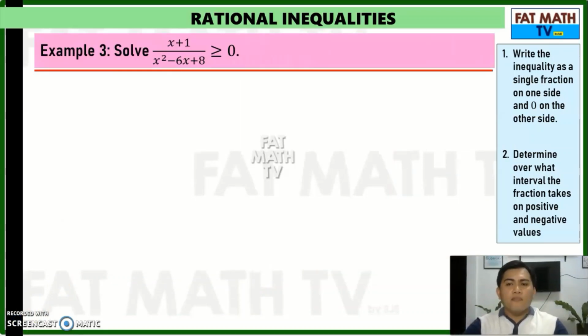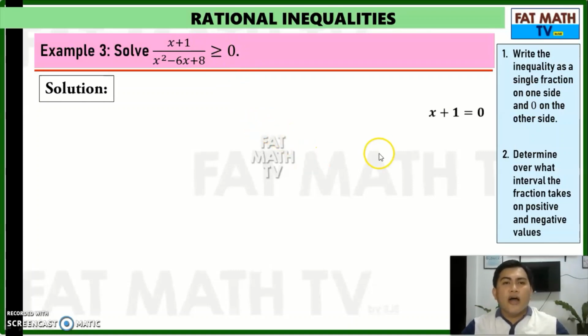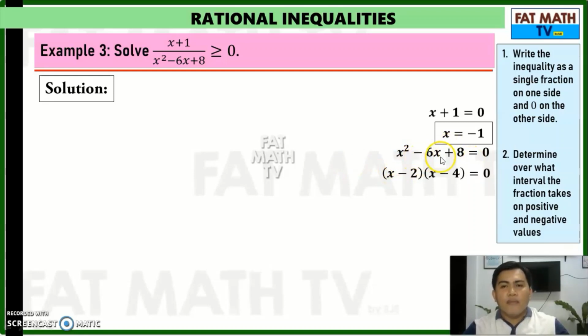Let us have example number 3. Solve x plus 1 over x squared minus 6x plus 8 is greater than or equal to 0. So let's identify the critical numbers, numbers that will make this fraction 0 or undefined. This will be 0 if the numerator is 0, and x plus 1 is 0 if x is -1. So -1 is one critical number, and then the denominator is 0 if, we can factor this out, x squared minus 6x plus 8 can be factored as x minus 2 times x minus 4.